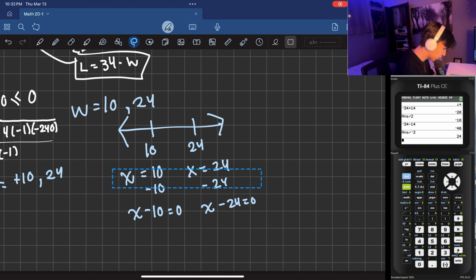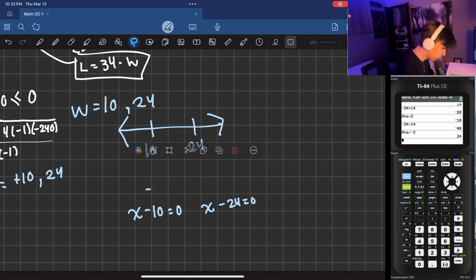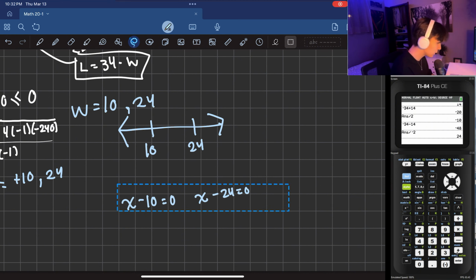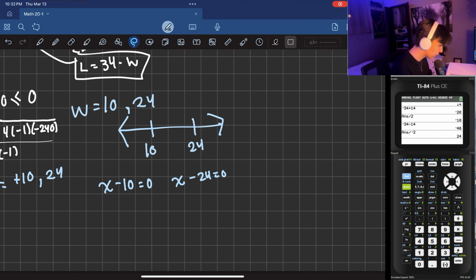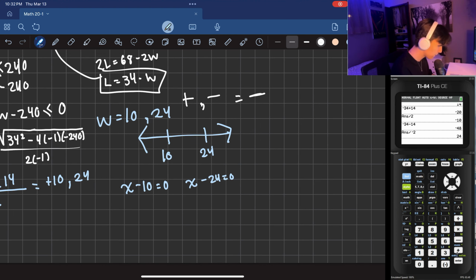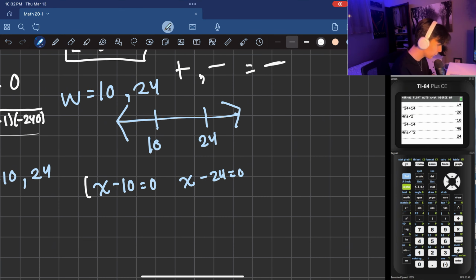Now you get x minus 10 equals 0, and x minus 24 equals 0, right? So we're just doing the opposite to isolate 0 on the right side. So now that we have our two factors, we can do our case analysis, right? So remember, we have our two cases.